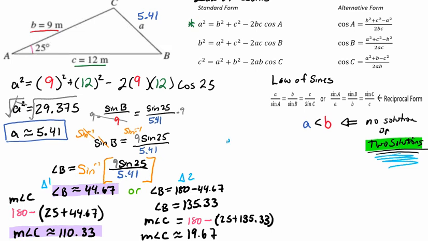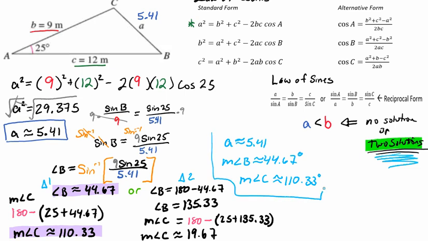So we'd be able to say that A is approximately 5.41. The measure of angle B is approximately 44.67, and the measure of angle C is approximately 110.33. And those are degrees. This would help us to finish solving our triangle.